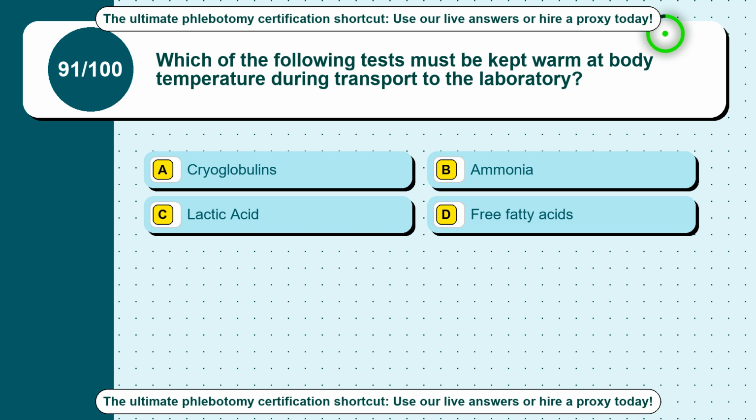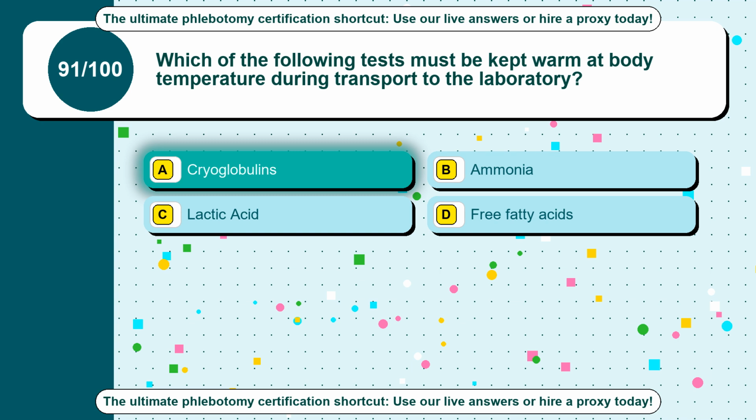Question 91. Which of the following tests must be kept warm at body temperature during transport to the laboratory? Option A, cryoglobulins. Option B, ammonia. Option C, lactic acid. Option D, free fatty acids. The correct answer is option A, cryoglobulins.